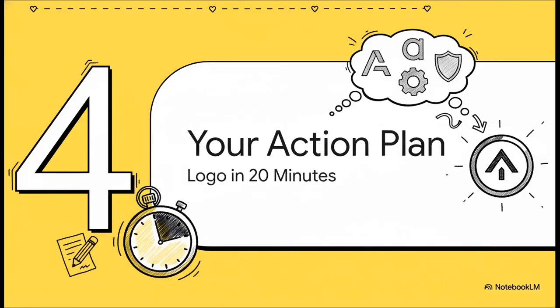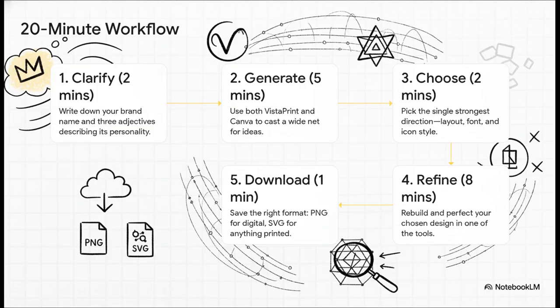So how do we actually pull all this off? Let's put it all together into a super simple, super fast action plan. You can seriously go from nothing to a professional-looking logo in about 20 minutes. Okay, here's the playbook. Start your timer. For the first 2 minutes, just write down your brand name and 3 words that describe its personality. Simple. Next 5 minutes, open up both Vistaprint and Canva. Just generate a bunch of ideas on both to see what's possible.